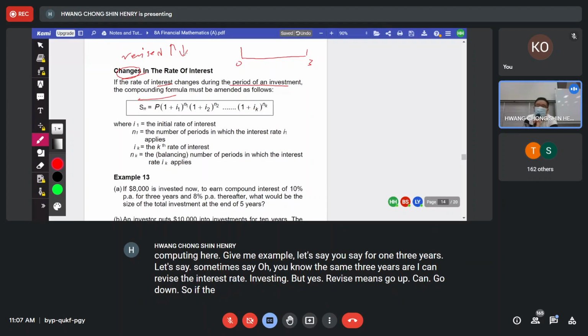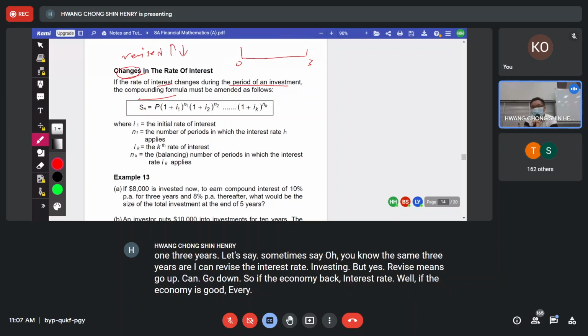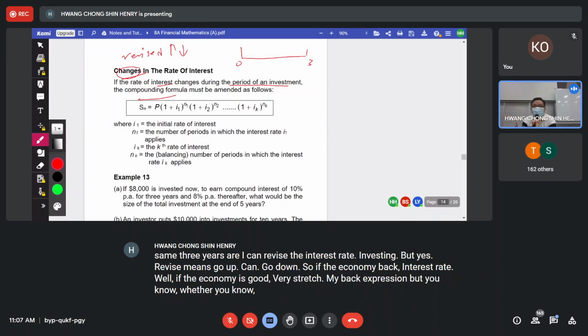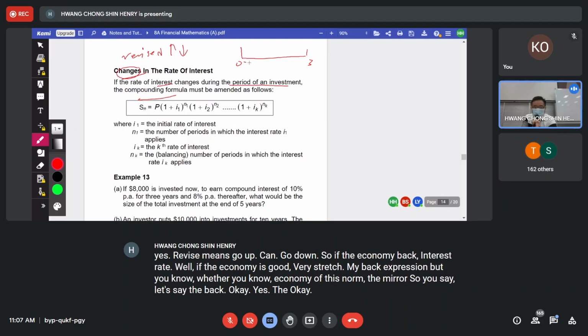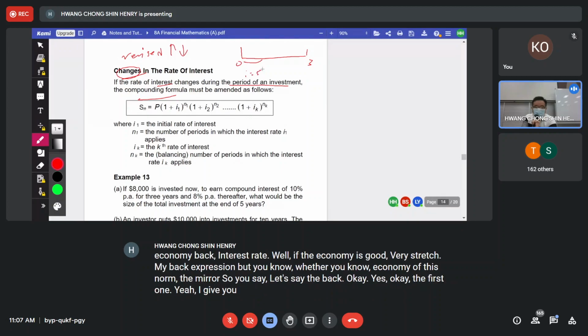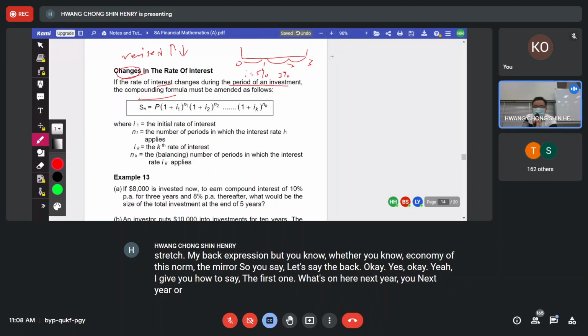So if the economy is bad, what happens? The interest rate goes down. If the economy is good, everybody is happy. I give you more, you scratch my back, I scratch your back. You know what I mean now? The economy always goes around in a circle. So, let's say you want to save 3 years. For the first 1 year, I give you 5%. Next year, the economy is not so good, I give you 3%. Another year, the economy is worse, I give you 2%.